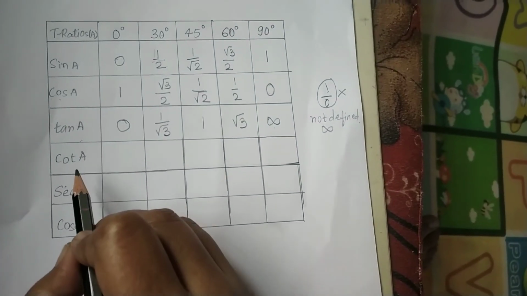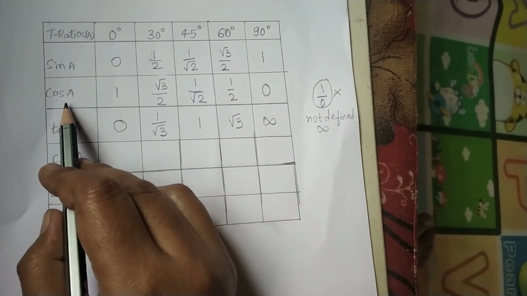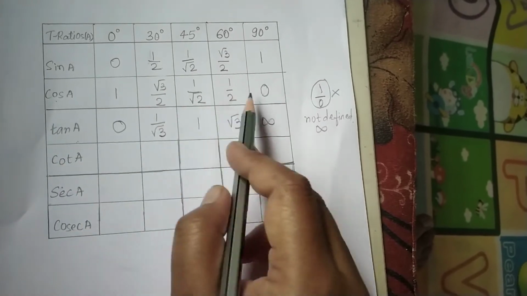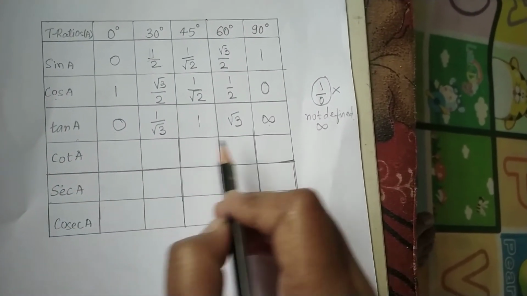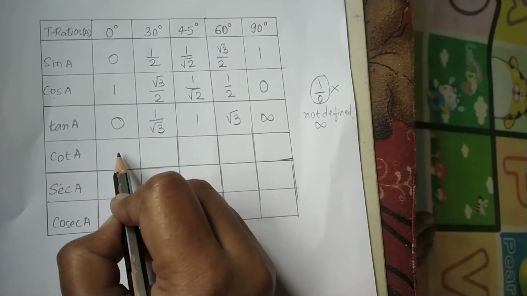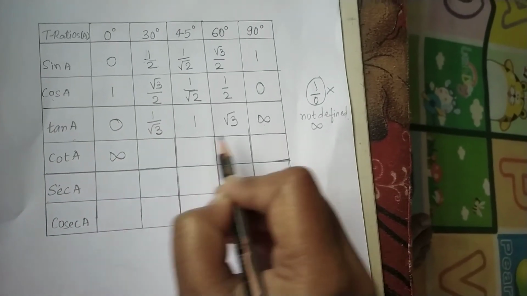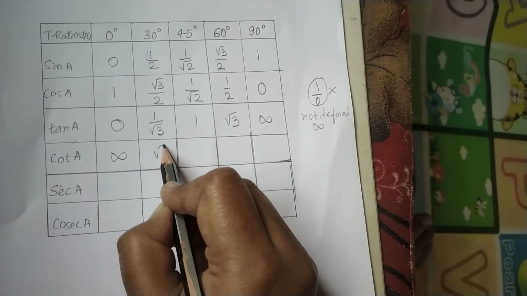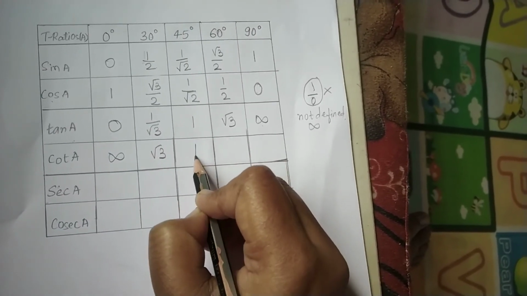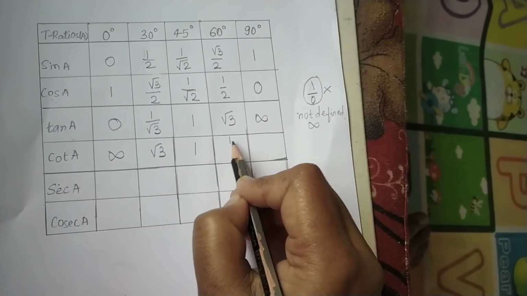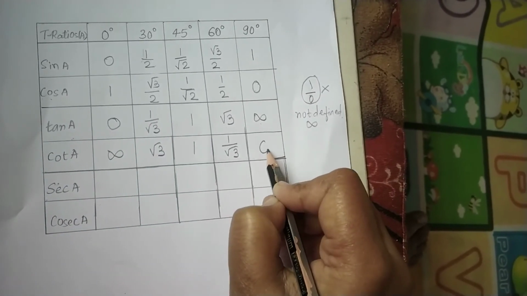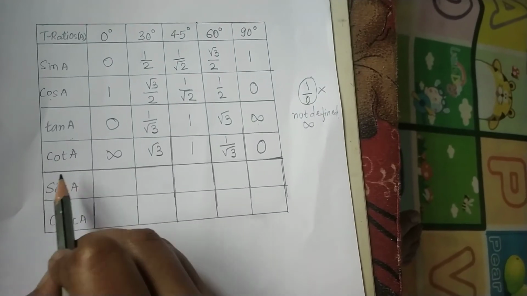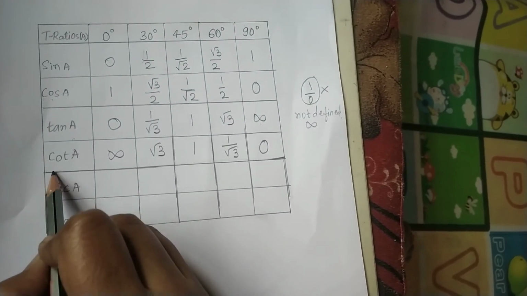Now same way cot A. How did we write cos A? Just the reverse of sin A. In the same way we will write cot A as the reverse of tan A. So just write the reverse of tan A, that is infinite. Next is root 3. Next is 1. And here comes 1 by root 3 and the last one is 0. So I hope you have understood how to write tan and cot.